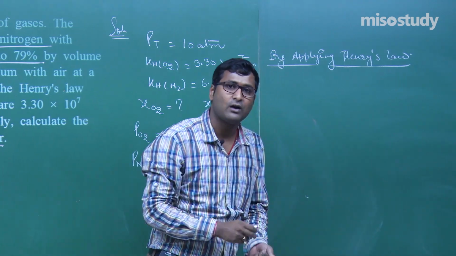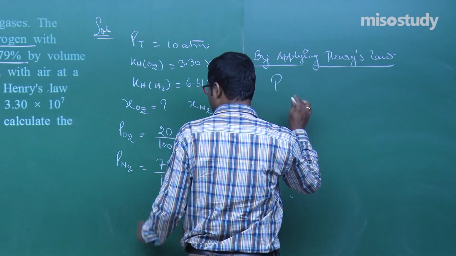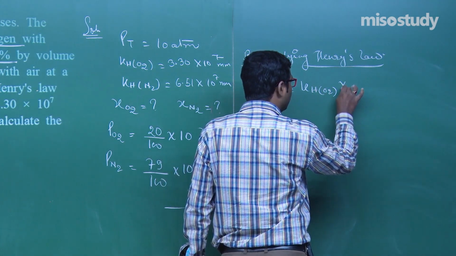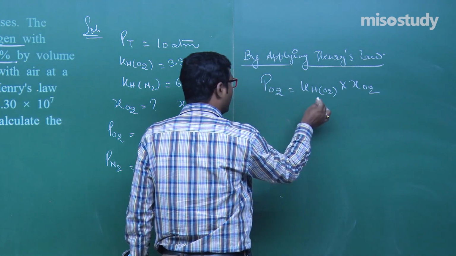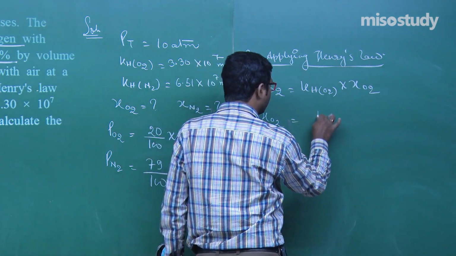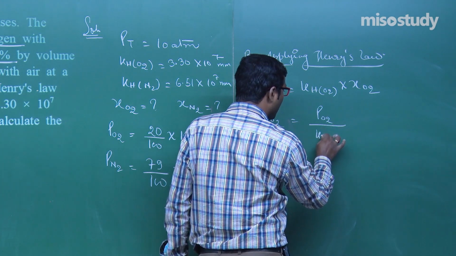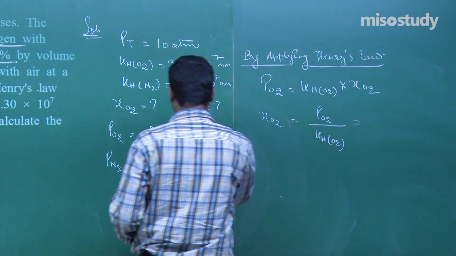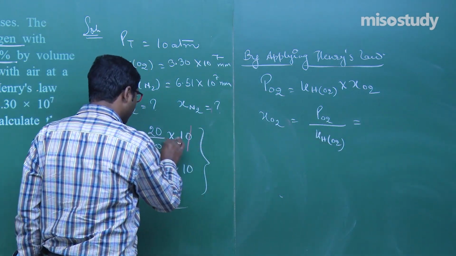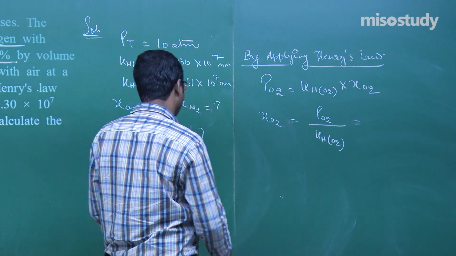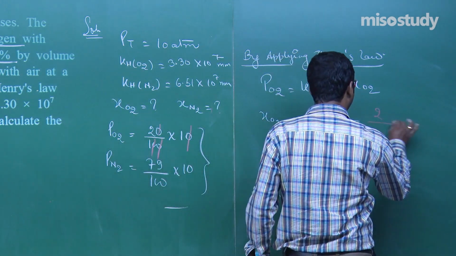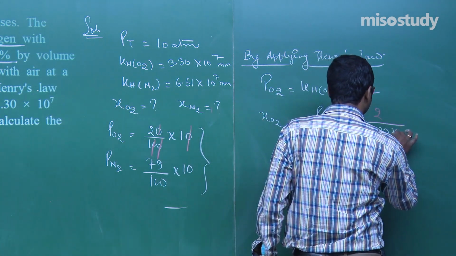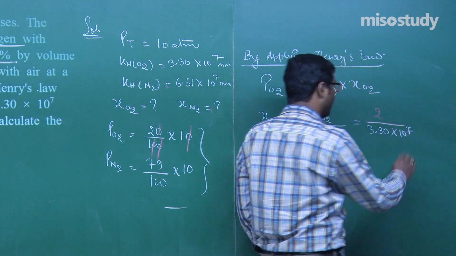What I am telling again, by applying Henry's law, what do we observe here? What do we get? Yes sir, partial pressure of O2 is equal to KH O2 multiply mole fraction of O2. Now mole fraction of O2 is equal to partial pressure of O2 upon Henry's law constant of O2. What is the partial pressure of O2? Look at, this will cancel this one, this will cancel this one. So put here 2 upon what is the KH, 3.30 into 10 to the power 7, my friend.